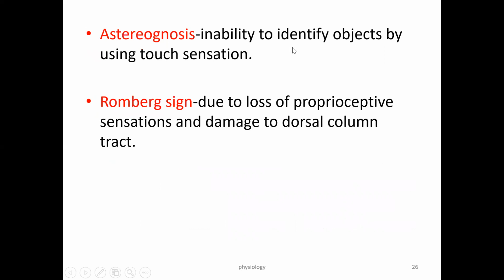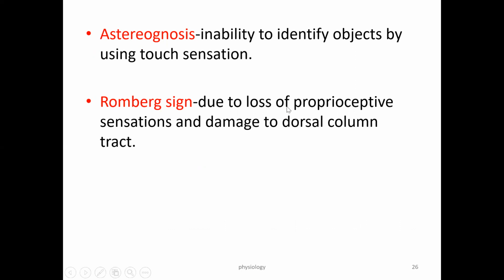Astereognosis is the inability to identify objects by using touch sensation. While the ability to find out different, familiar objects with the help of touch sensation is called stereognosis.